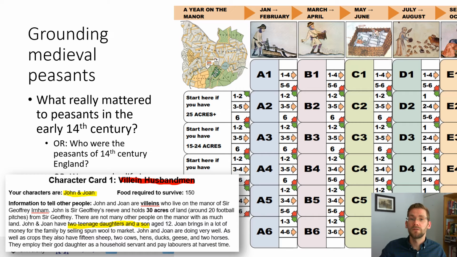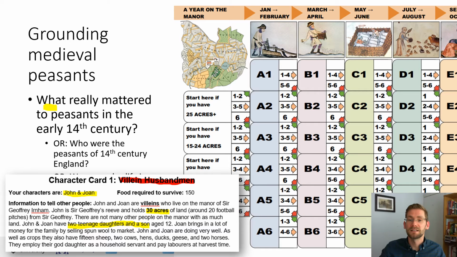Okay, so the whole game is based around a year on the manor as these characters. With John and Joan's case, they've got 30 acres of land and therefore begin here on the game board. What they do is roll a dice, and whatever number they get, if 1 or 2 they go up, 3 to 5 they go across, 6 they go down, and they read what happens to them on a card. And you'll be able to download this whole game in the links below this video.